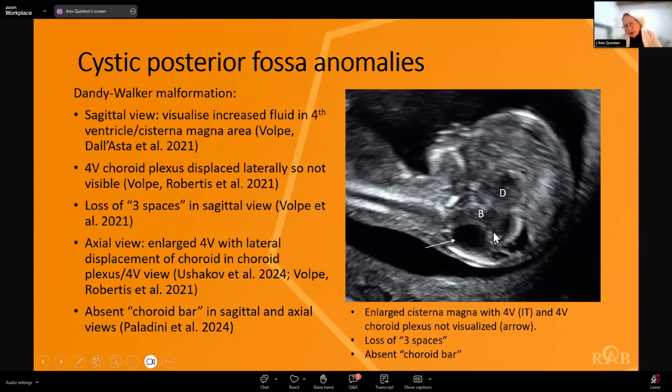And it's very difficult to see the choroid bar and there's a big cisterna magna. So we can't see the 4th ventricle and the choroid bar. So what happens in these fetuses is that the choroid plexus is displaced laterally, so we don't see it in the sagittal view. And in the axial view, we will see an enlarged fourth ventricle, and you'll see the actual lateral displacement of the choroid plexus in that view. But in the sagittal view, you get absence of that choroid bar.